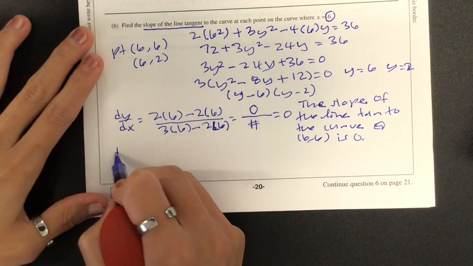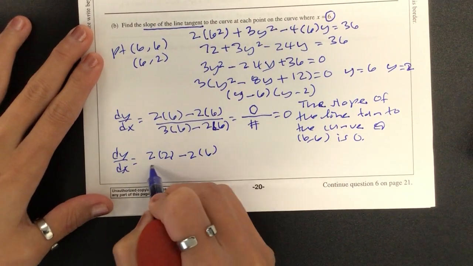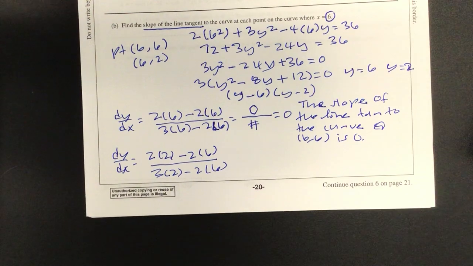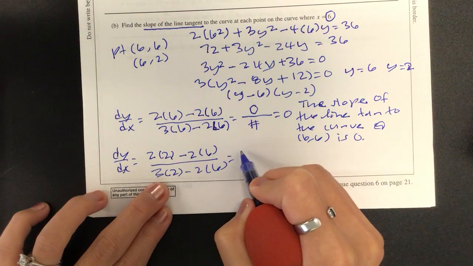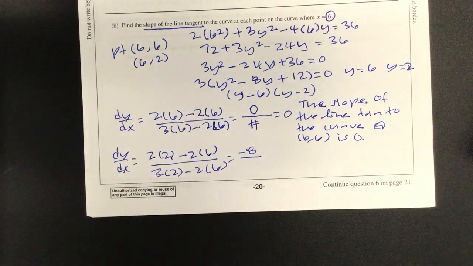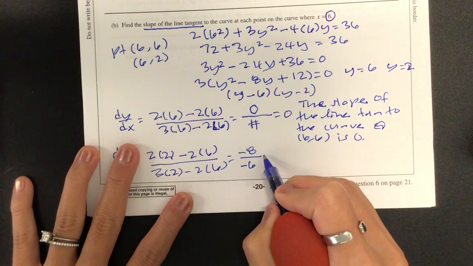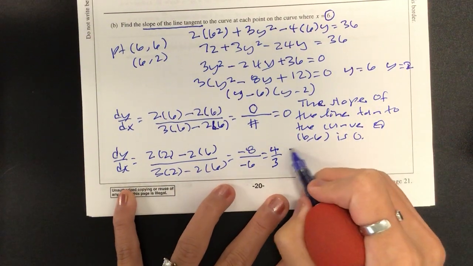Let's do that. So dy over dx is equal to 2 times 2 minus 2 times 6, all over 3 times 2 minus 2 times 6. Now for this one, it's going to give us some value. So let's do this mentally. The top one is going to give me 4 minus 12. What is 4 minus 12? Negative 8. The bottom one is going to give me 6 minus 12. What is 6 minus 12? Negative 6. And that's going to simplify to what? 4 over 3.